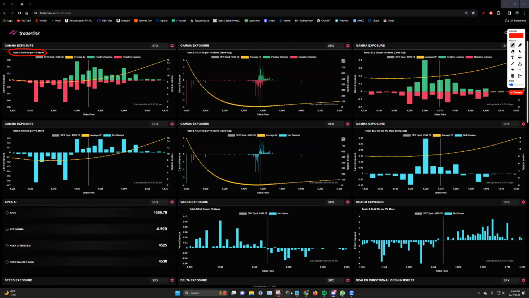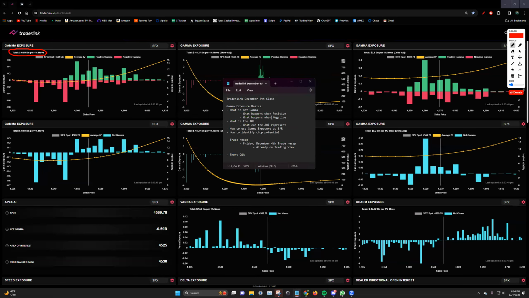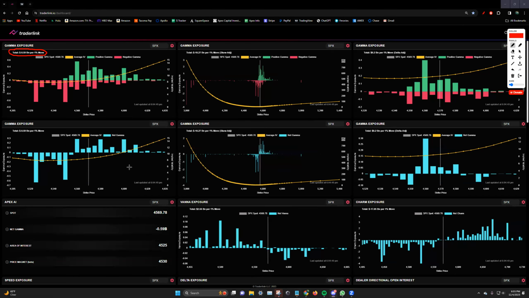The next one on the agenda is, what is the AOI? For those who are relatively new to looking at TraderLink and the exposures in general, for gamma exposure, the AOI is what we've labeled as the highest exposure on the net chart. That's just so we didn't have to keep saying the highest exposure, the highest exposure. It's easier to label it the AOI. AOI stands for area of interest. Like I said, it's the highest exposure on the net gamma chart.